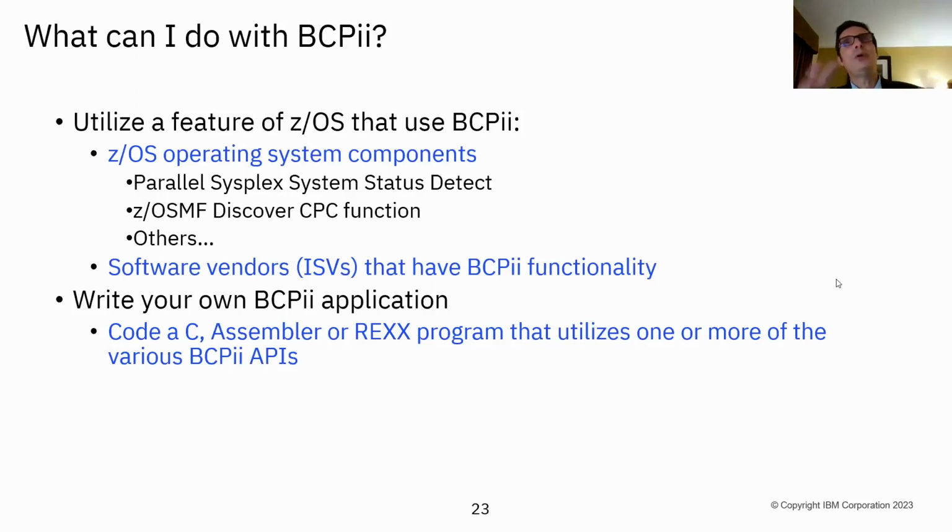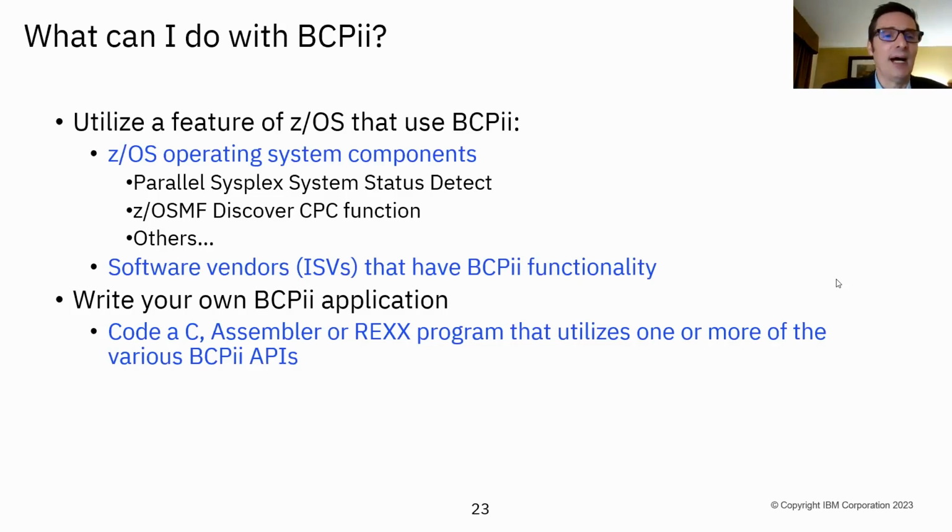So, who uses BCPii today? Well, there are a number of functions that use BCPii. So let's talk about some of those right now. So we have parallel sysplex. Parallel sysplex uses BCPii, and if you have BCPii configured properly, you actually can do pretty amazing things to improve availability of your parallel sysplex using something called system status detect. That uses a BCPii function, and it's probably the first function that most clients use that exploits BCPii and requires you to do a little of the configuration that we'll talk about in just a couple of moments.